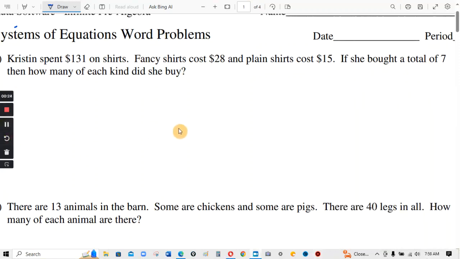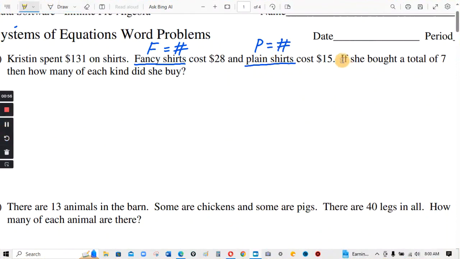Usually when I designate a variable, I use the first letter of the word. For instance, in this case, it says fancy shirts cost $28. So I'm going to let F equal the number of fancy shirts, and I'm going to let P equal the number of plain shirts. So P is the number of plain shirts.